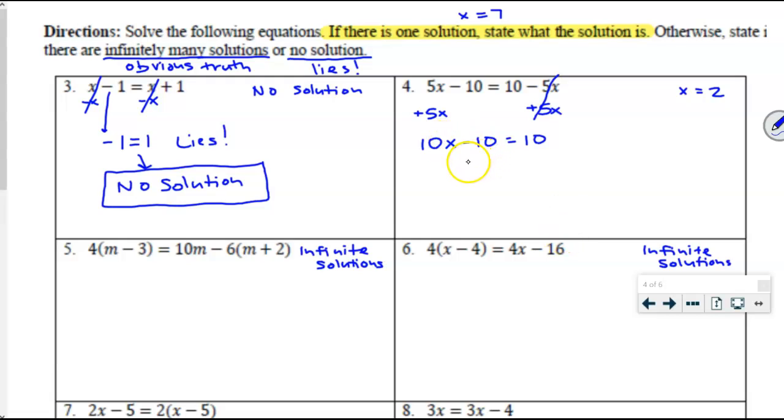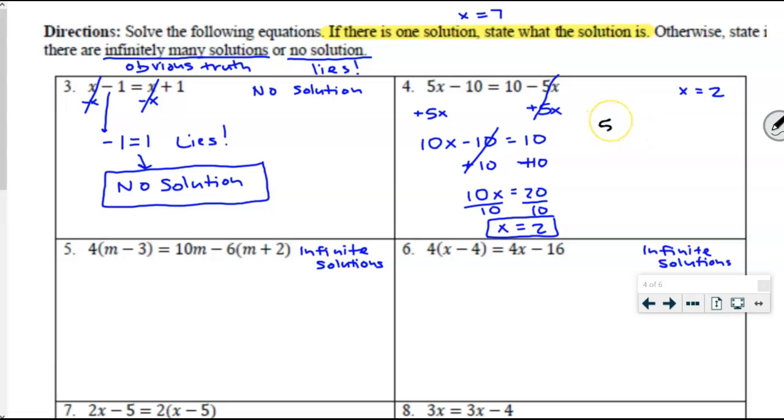And from here, I'm going to add 10 to each side. That zeroes out. I have 10x is equal to 20. Divide each side by 10. And we end up with x equals 2. x equals 2 is a solution, so I put a box around that x equals 2.